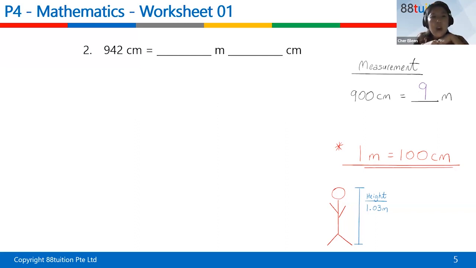So now I have 942 cm. How many meters will it be? I'm going to choose someone to answer for me. Jaya then, since you didn't answer just now? Jaya, are you there? Yeah. So 942 cm. How many meters do you think it is?